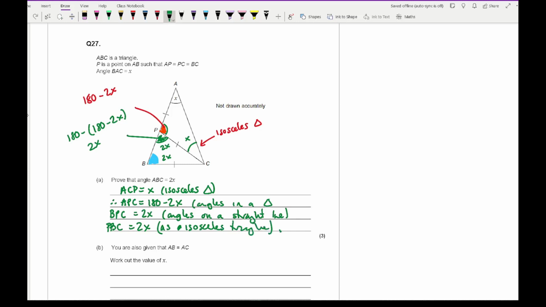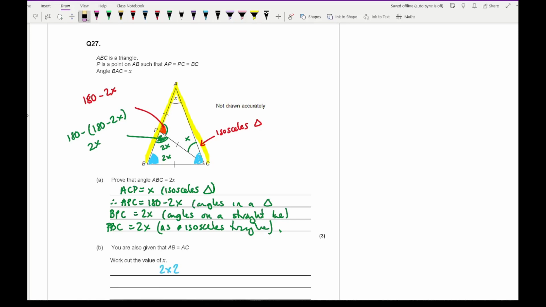There we go. Now for B, it then says you are given that AB equals AC, find the value of x. So AB, which is this line here, is equal to AC, and the question is therefore asking us to find the value of x. So therefore what we've then got is this angle here must also be 2x.